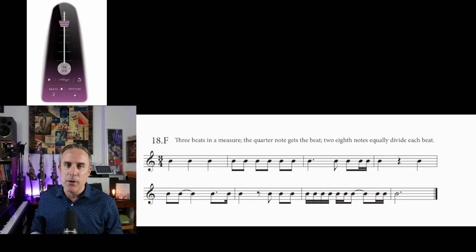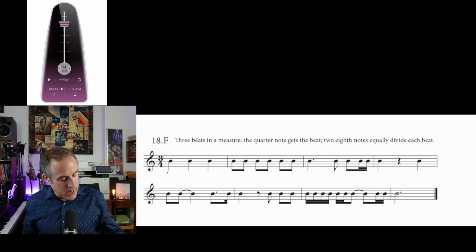Okay, without further ado here, let's analyze exercise 18F so we can get to performing it. In measure 1, we've got 3 quarter notes happening on each of the 3 beats in 3/4 time.